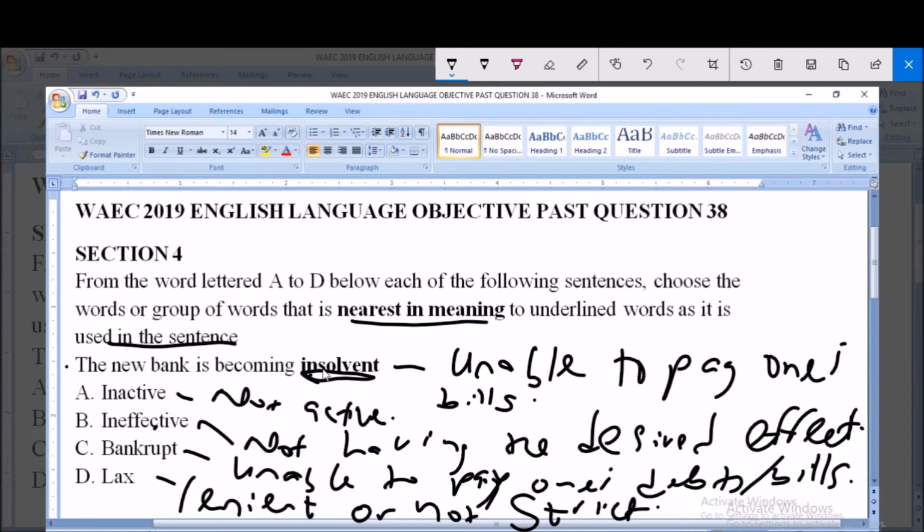So we said the word underlined, insolvent, means unable to pay one's bills, and from the meanings of the options we have given, we see that option C, which is bankrupt, means unable to pay one's debts or bills, and that is nearest in meaning to the underlined word insolvent. Therefore the correct answer is C, option C, which is bankrupt.